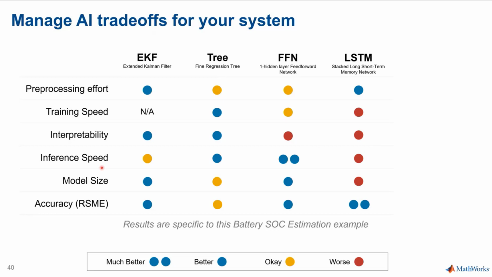Then you need to look at the inference speed, so how long does it take to predict the state of charge value for some input values. And here the LSTM is the slowest. The feed-forward neural network is very fast. And the extended Kalman filter is not very good in this aspect.